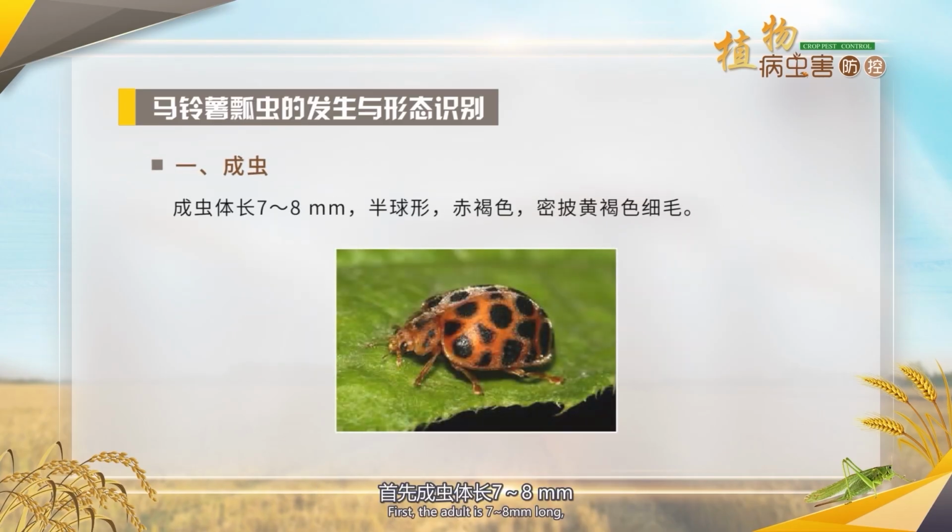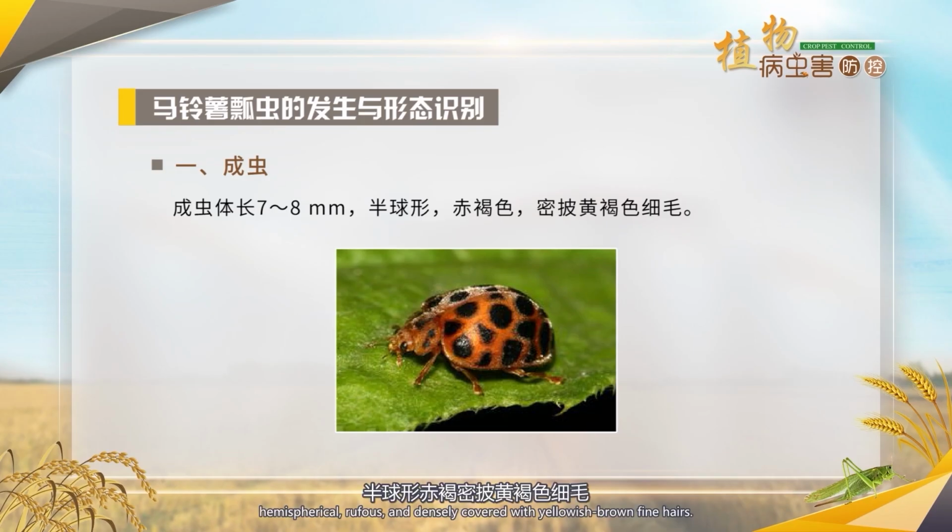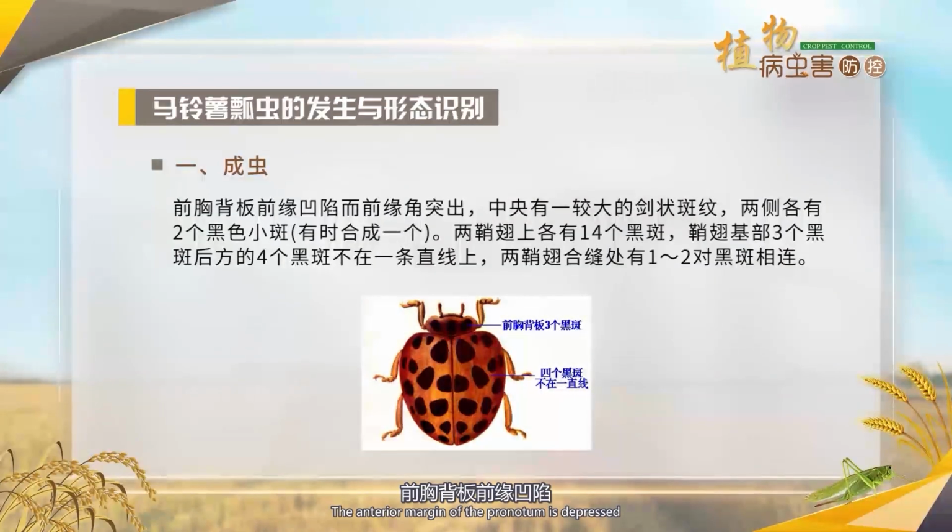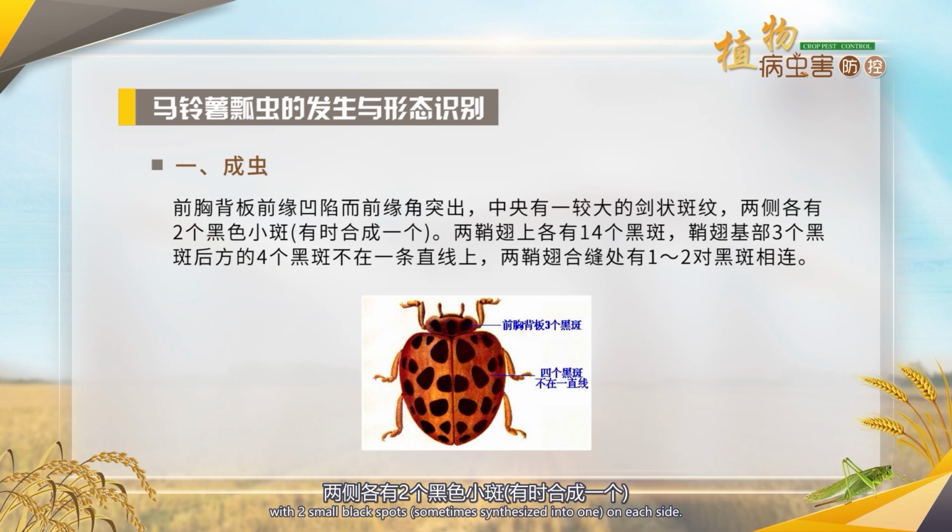First, the adult is 7 to 8 millimeters long, hemispherical, rufous, and densely covered with yellowish-brown fine hairs. The anterior margin of the pronotum is depressed, while the anterior margin angle is protruded. There is a large sword-like stripe in the center, with 2 small black spots, sometimes merged into one, on each side.